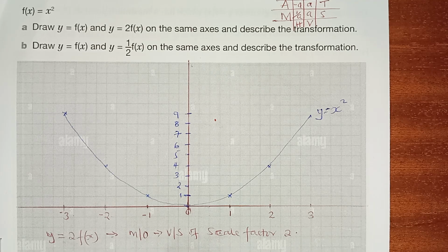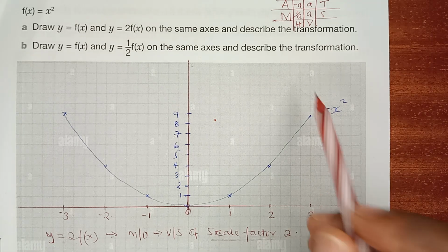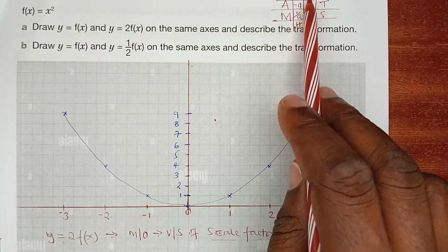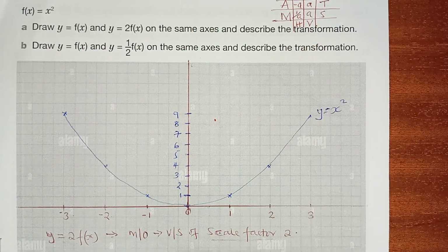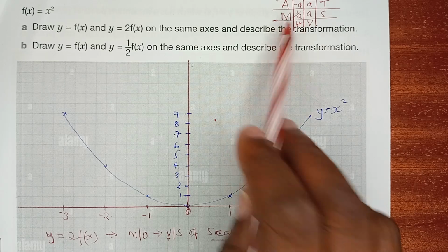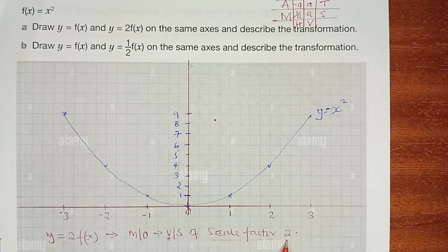So scale factor 2. Anything to do with scale factor is a multiplication outside. It means all y values, because of vertical, are multiplied by the scale factor. All y values are multiplied by the scale factor 2.